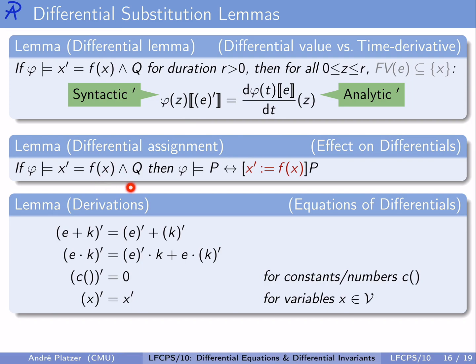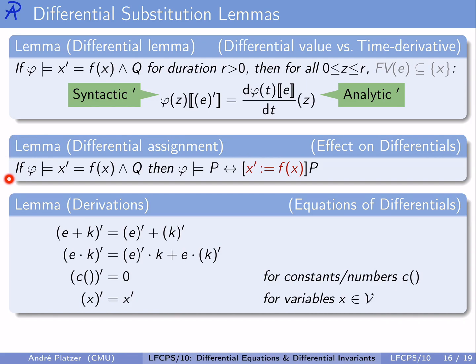The differential assignment lemma, we should also be proving. It's very obvious though, because x prime equals f of x was exactly one of the effects that the differential equations had, so it deserves a proof, but it's easier to see why the formula P is equivalent to the formula P being true after I assign f of x to x prime. And we also need to prove the soundness of the equations of differentials that we've used. For example, that e plus k prime is e prime plus k prime, and the Leibniz rule that e times k prime is e prime times k plus e times k prime, and so on. So let's justify the soundness of these. The proof of the derivation lemma for the equations of differentials I will leave for next time.